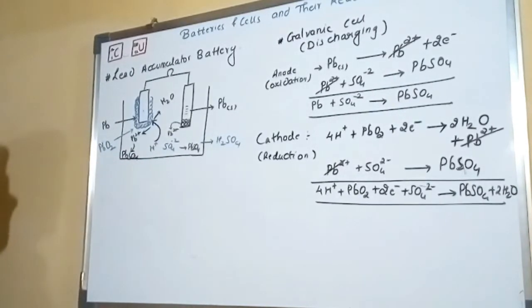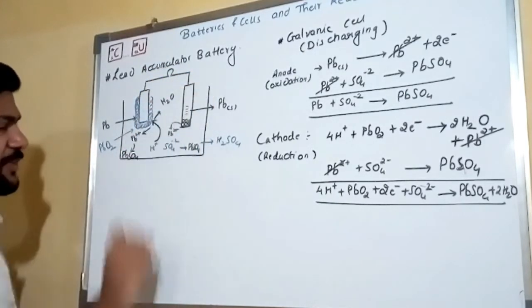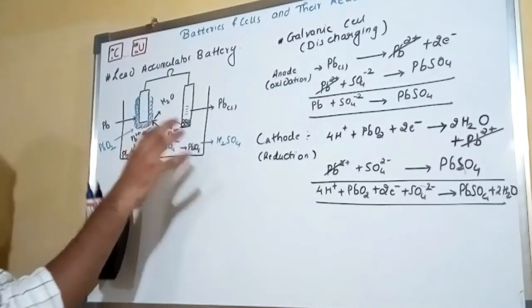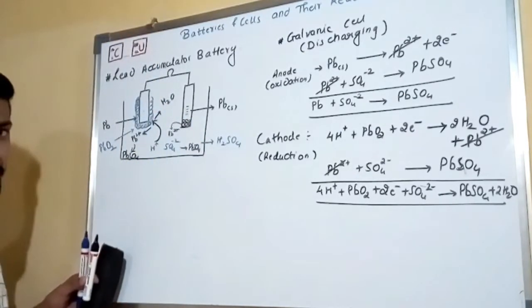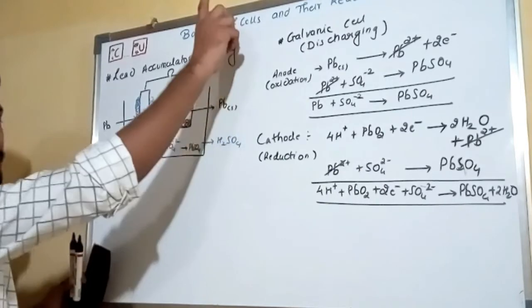And slowly and steadily this Pb oxide layer will be disappearing, and here the rod will be disappearing. Once this chemical reaction stops, your cell will stop working. Now you have to recharge it. Recharging means doing all the reaction in the reverse direction.